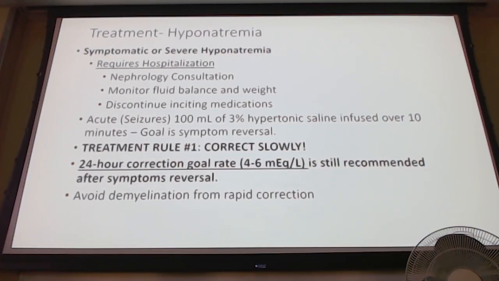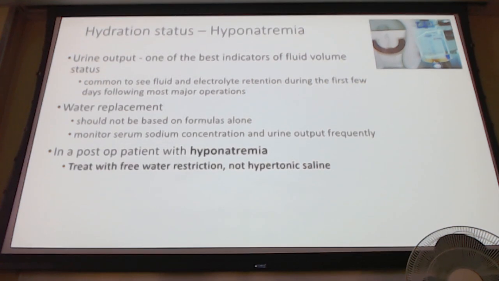We want to increase by 4 to 6 milliequivalents per liter per day. If we rapidly correct it, okay, we give way too much hypertonic saline, or we go like 10 to 50 milliequivalents per day, that could cause demyelination of the brain and bad news. Okay, so this is why we go slow.